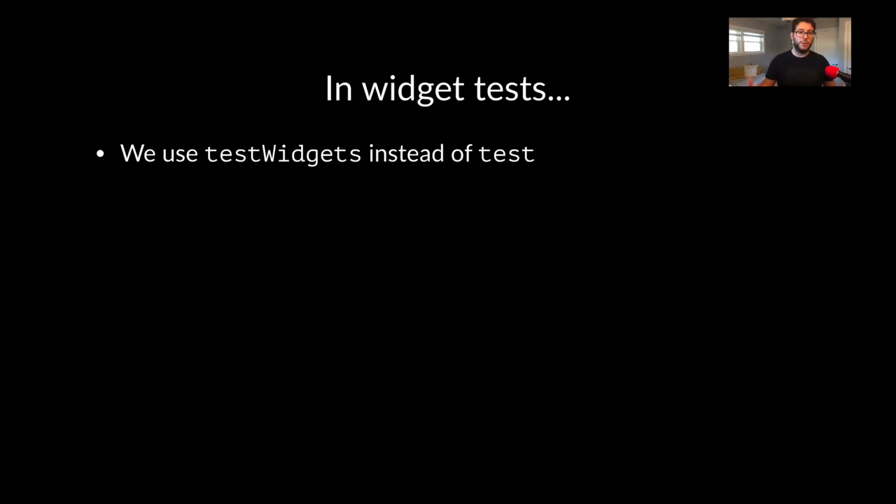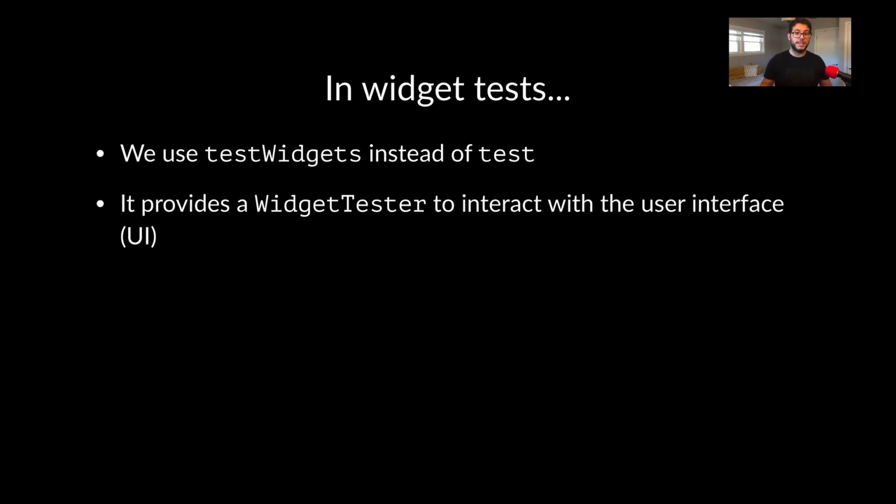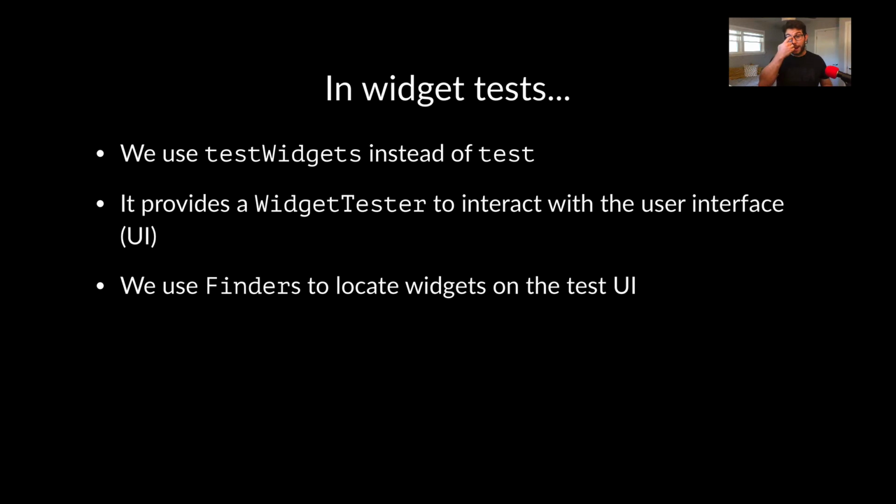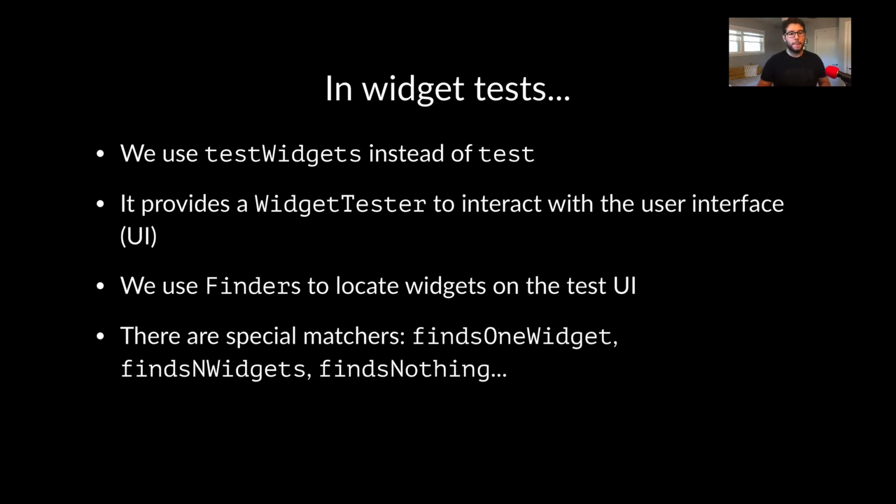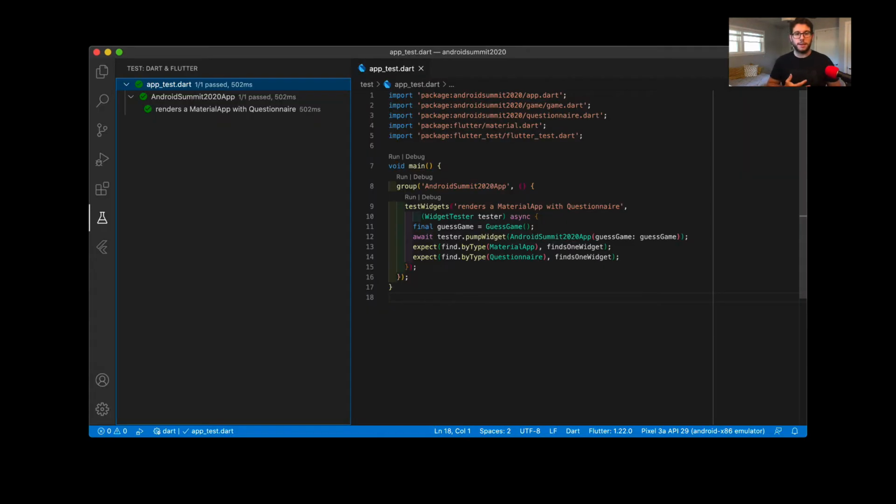Again, to recap, we use testWidgets. We use the WidgetTester to interact with the user interface. And we use finders. There's gonna be an object called find that is gonna allow us to find certain things on the screen based on text, based on type, or based on a key that we could give to our objects, right? And then there are special matchers. We saw before that we had a matcher to assert that a certain index was out of range. For widget tests, we have different matchers that are going to allow us to find or not find certain things on the screen. So finds one widget, finds N widgets, finds nothing. Let's see how we use that.